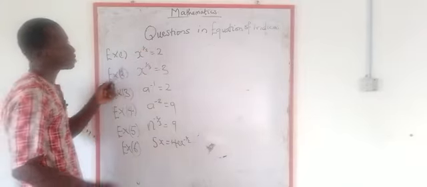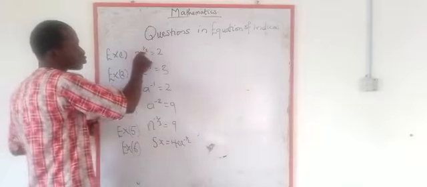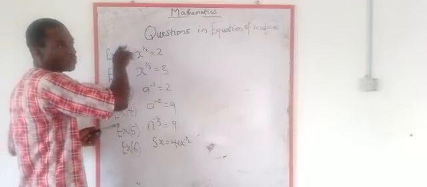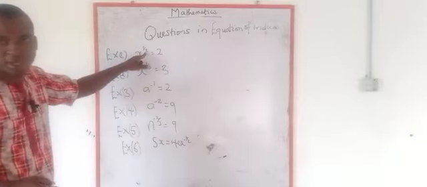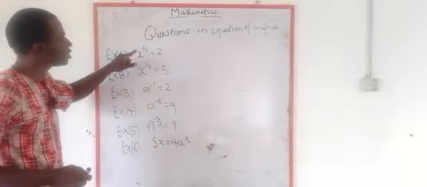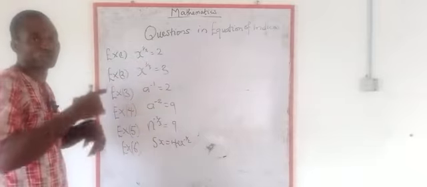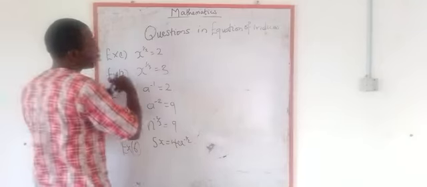We are looking for x. So what do we do to remove this 1 over 2 from x? We use the inversion of what is there as the power. What is there is actually 1 over 2. So you use the opposite of it, which is 2, to multiply both sides of the equation.